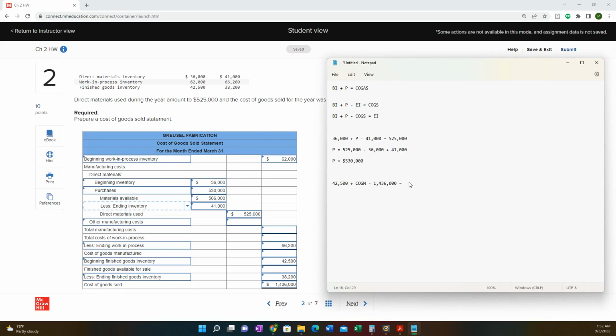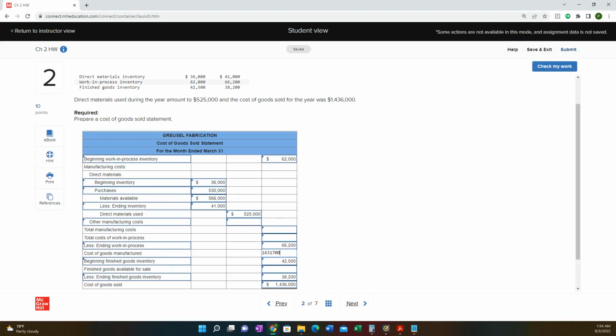So we move over the $42,500 and the negative $1,436,000 to the other side of the equal sign. So we have 38,200 minus 42,500 plus 1,436,000, and we get cost of goods manufactured of 1,431,700. Then we use the second formula.